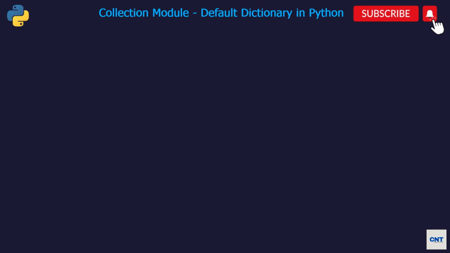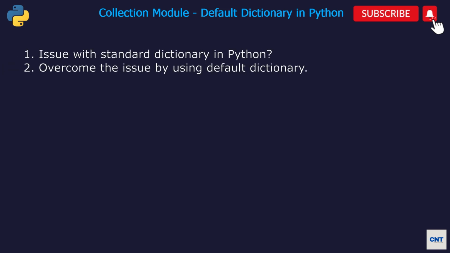Hi everyone. In today's video, we are going to be talking about defaultdict, which is a subclass of the built-in dictionary. Before we get into the topic, let's look at a situation.